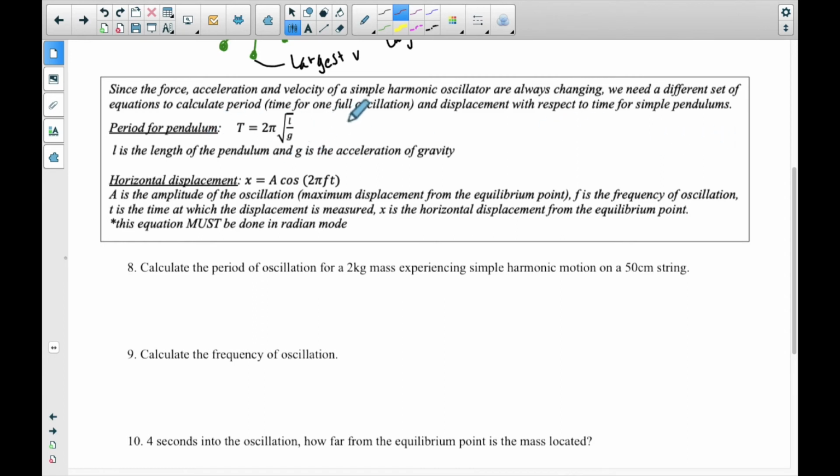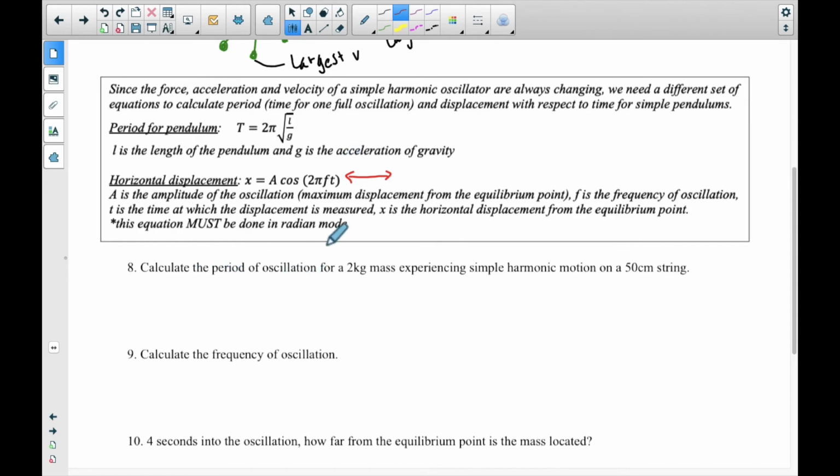So here is our formula for the period, where L is the length and g is the acceleration due to gravity. The horizontal displacement is how far it's moving left to right. On the problem we just did a minute ago, we looked at the delta y, and that was the vertical, but now we're talking about the left to right. And there is a formula for that, and it is given on your AP sheet, and it is x equals a times the cosine of 2 pi ft, where a is the amplitude, that means the maximum displacement, f is the frequency, t is the time, and x is the horizontal displacement from the equilibrium point.